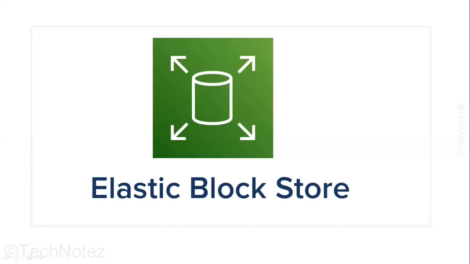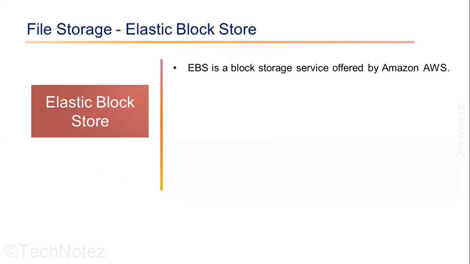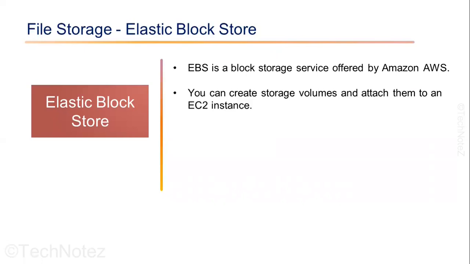Elastic Block Store is a storage service provided by AWS. Elastic Block Store is designed to be connected to a single EC2 instance, and can scale to support petabytes of data and multiple volume types. With EBS, you can create storage volumes and attach them to an EC2 instance, which allows you to persist data even after an instance is terminated.